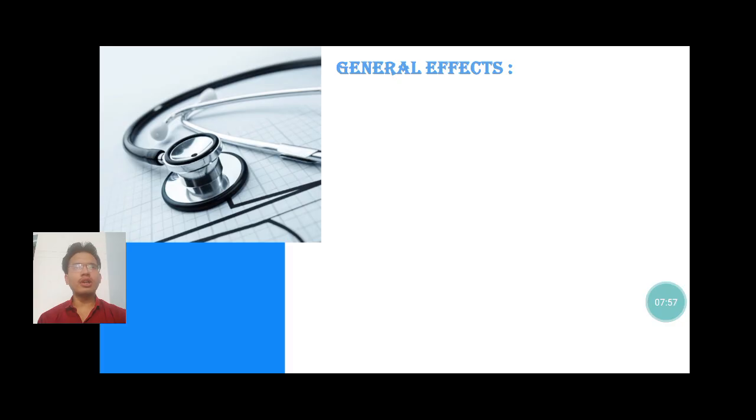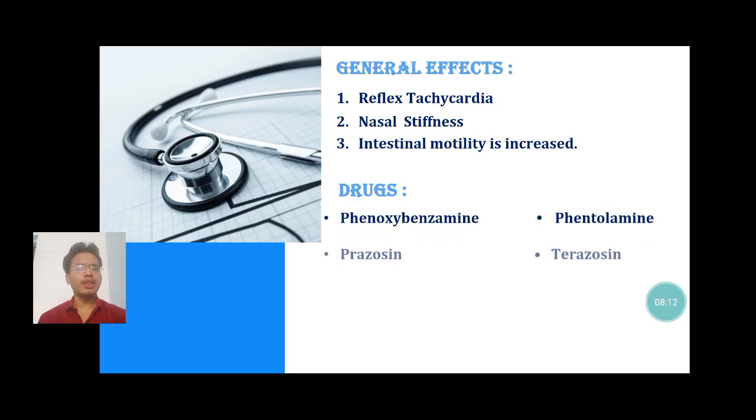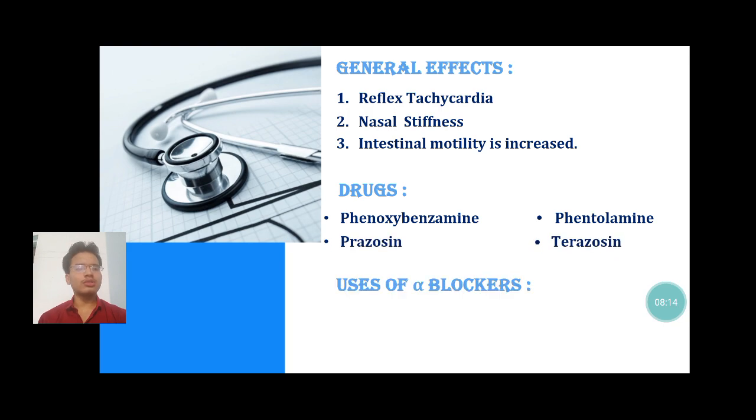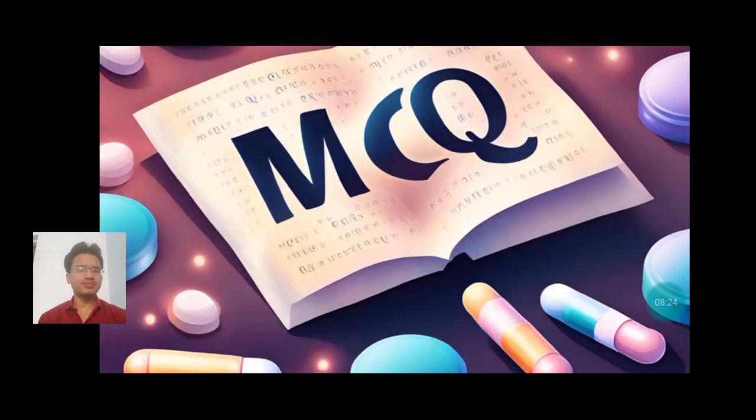General effects of alpha-adrenergic blockers: reflex tachycardia, nasal stiffness, intestinal motility is increased. What are the drugs of alpha-adrenergic blockers? Phenoxybenzamine, phentolamine, prazosin, terazosin. Uses of alpha blockers: pheochromocytoma, hypertension, benign hypertrophy of prostate.